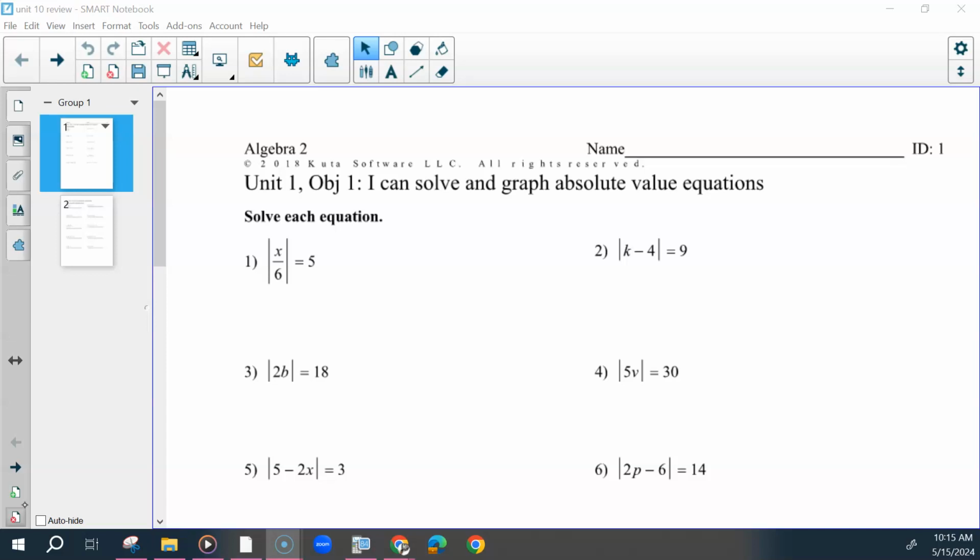Only two objectives, the front and the back. Question number 1.